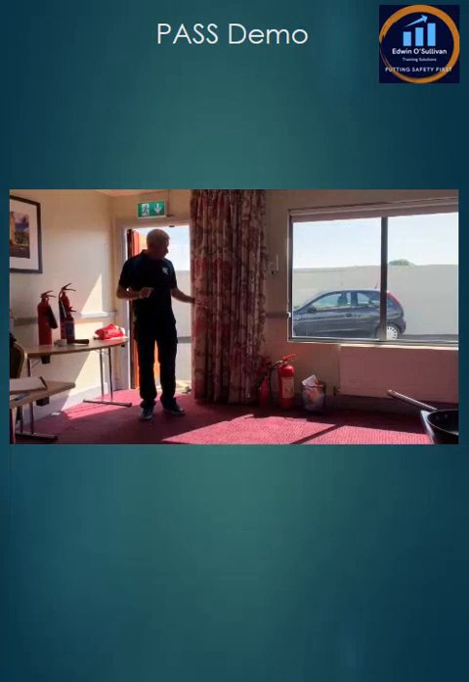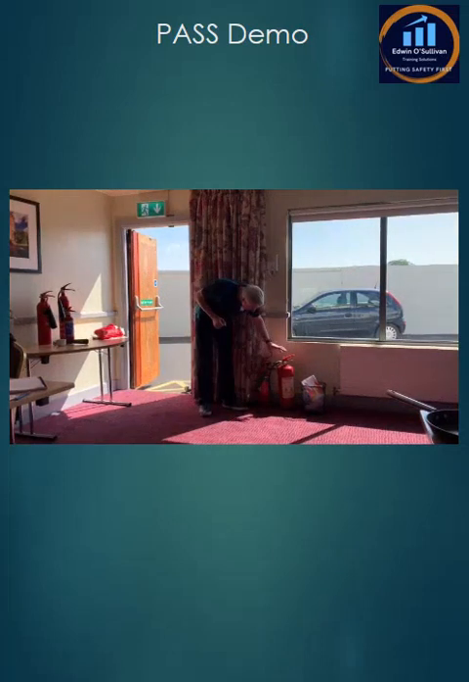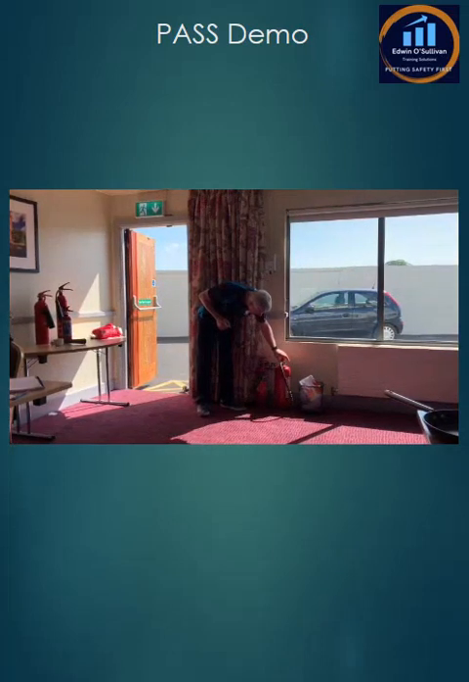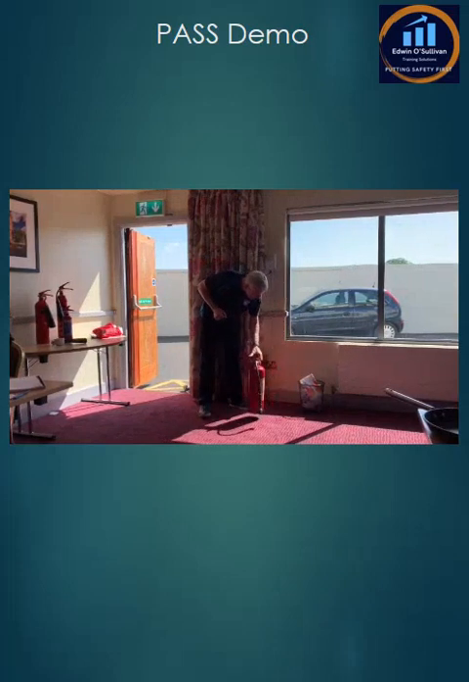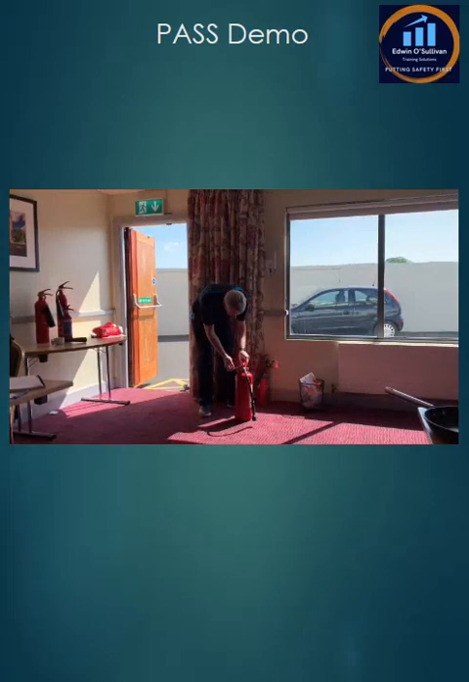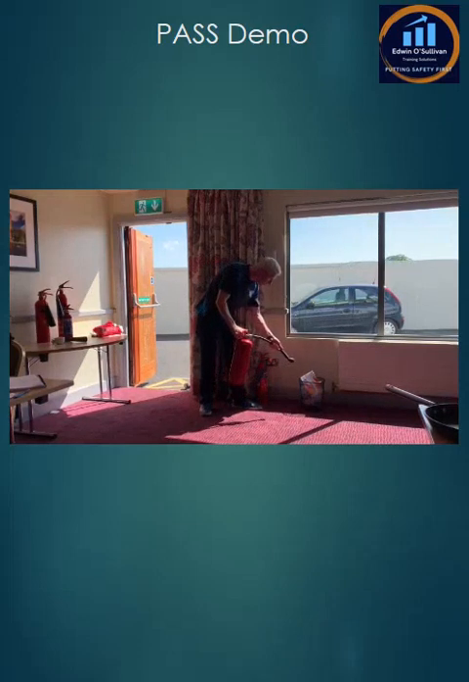Now I'm going to select the correct fire extinguisher. So I have a choice between a CO2 and a foam. Okay, so I'm going to decide which one I'm going to use. So I'm going to hold the pin, aim at the base of the fire, squeeze and sweep side to side.